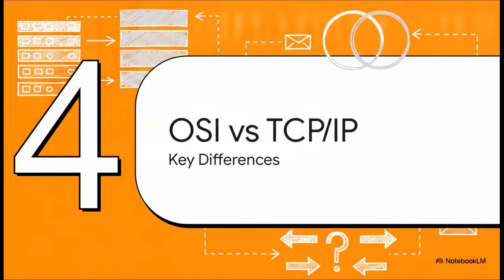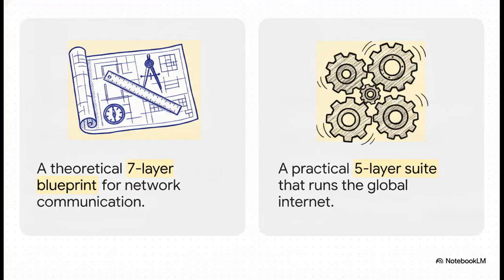Section 4. OSI versus TCP/IP differences. This is the crucial part. Understanding how these two models face off against each other. Why learn both, and where do they overlap? The biggest takeaway here boils down to theory versus practice.